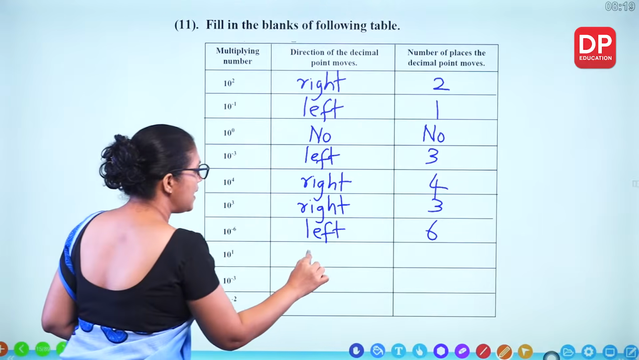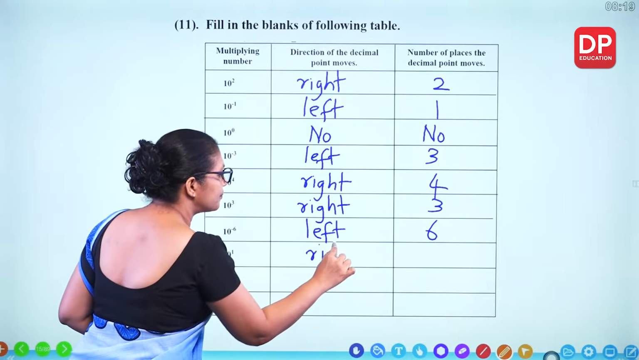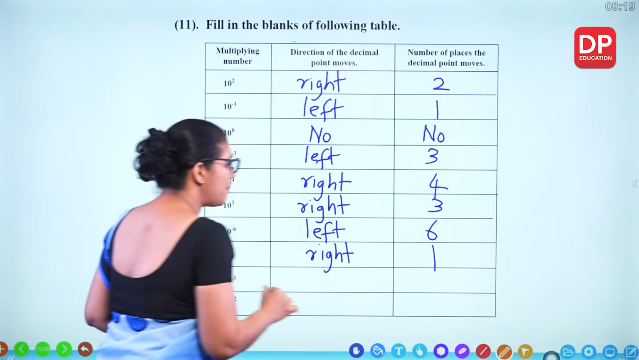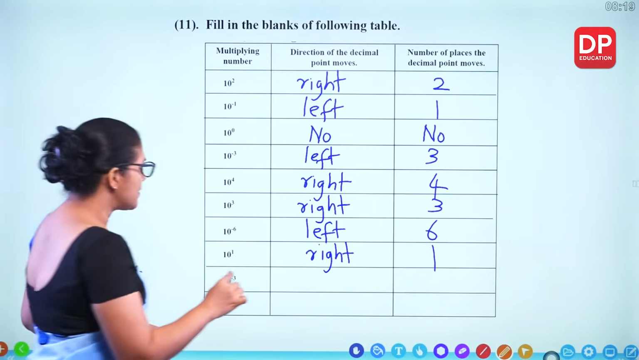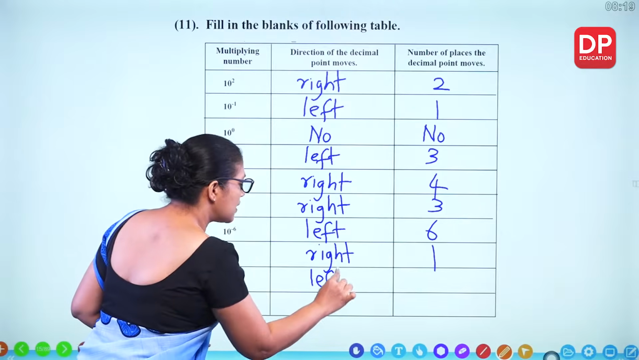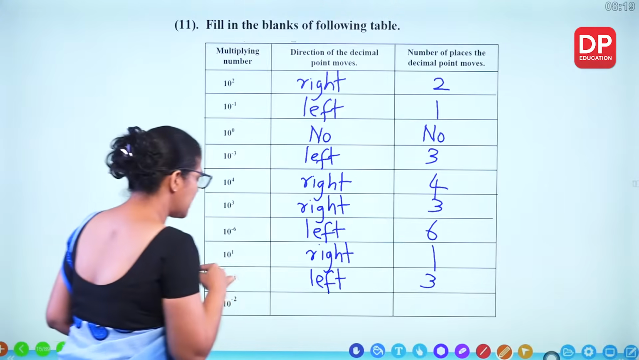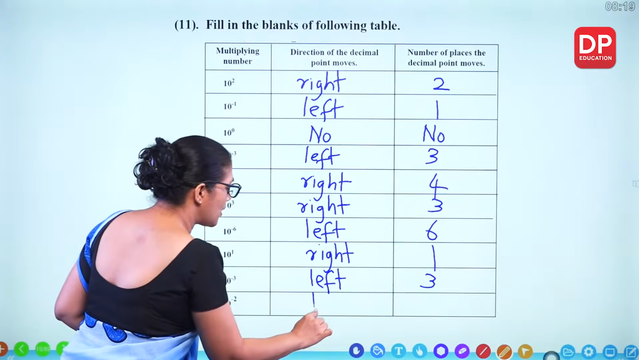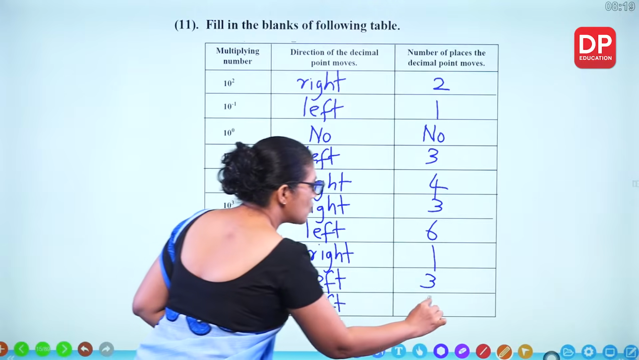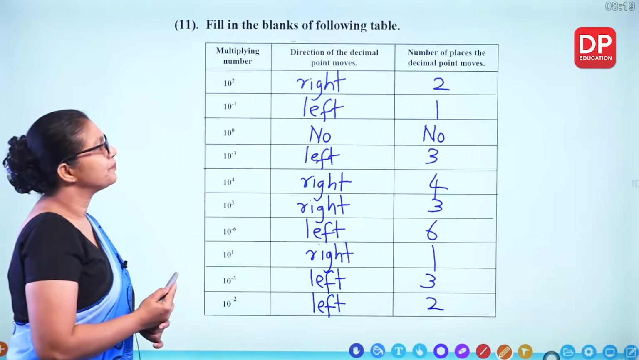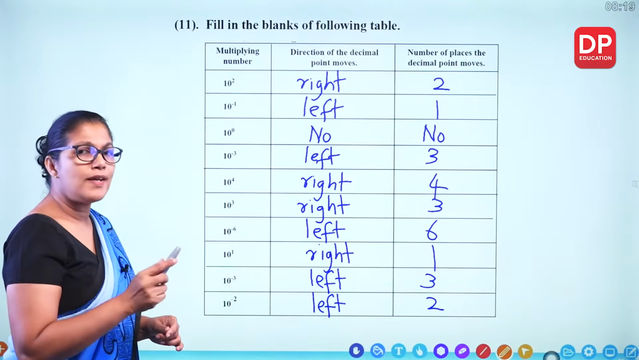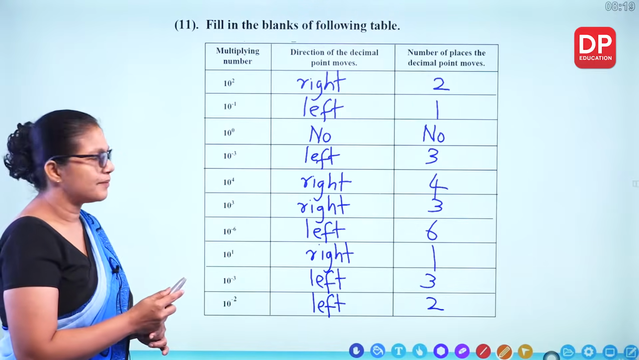10 to the power 1 means to the right by 1 place. 10 to the power minus 3 means to the left by 3 places. 10 to the power minus 2, again, it's left, 2 places to the left. So remember, always look at the power of 10.